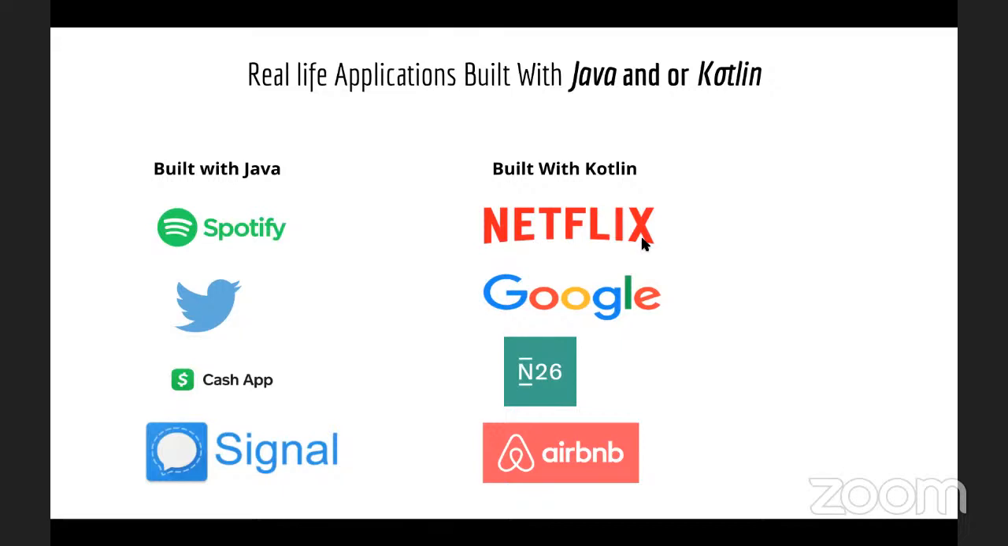Why I have "and/or" here, and not just Java or Kotlin, is that a lot of these apps will say they've not migrated or they've actually migrated. But since you can have both Java and Kotlin in the same application, most of these companies will still have some part of their code written in Java and some written in Kotlin.